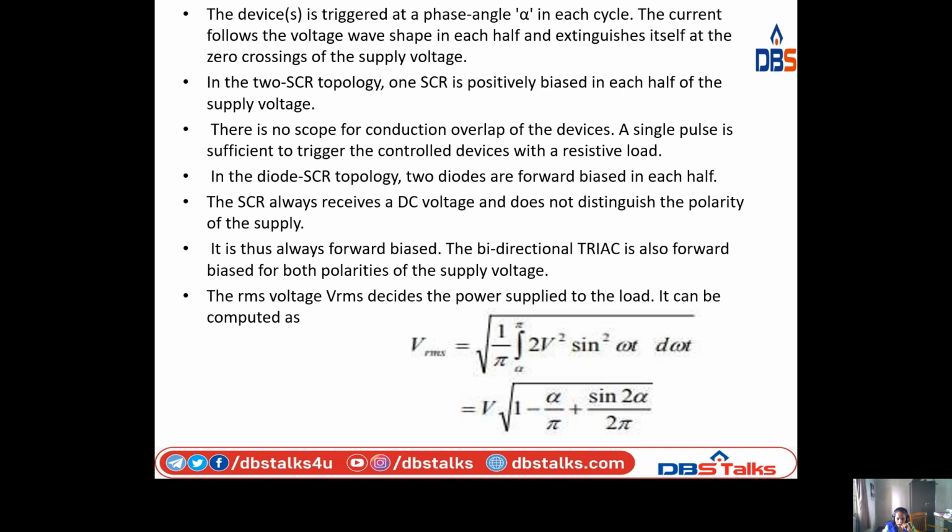There is no scope for a conduction overlap of the devices. A single pulse is sufficient to trigger the controlled devices with a resistive load. Here there is no scope for overlap of the devices.